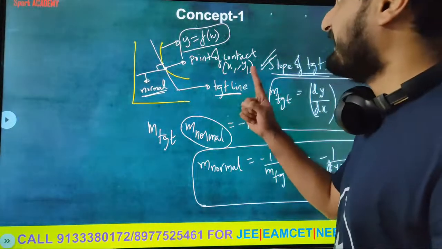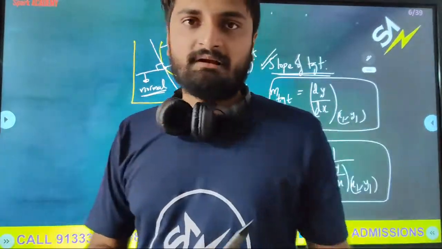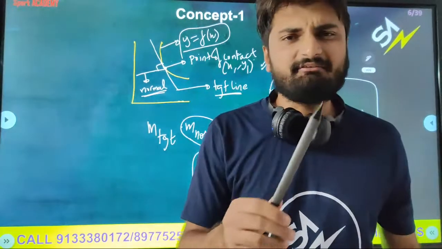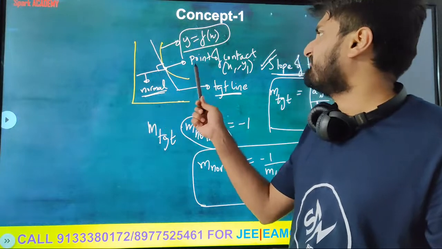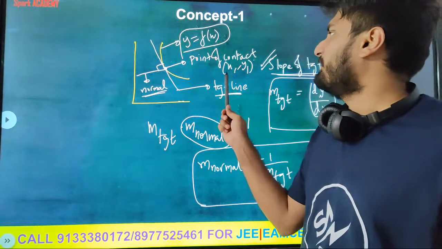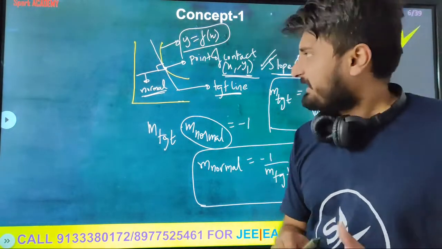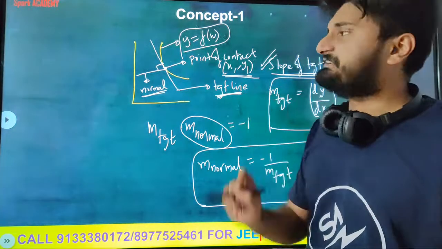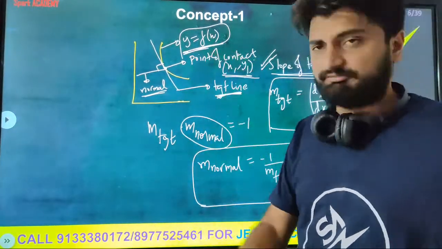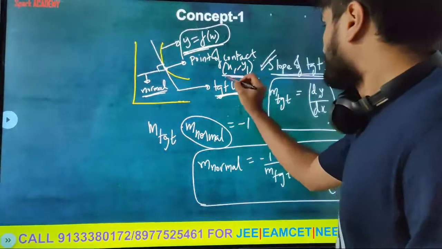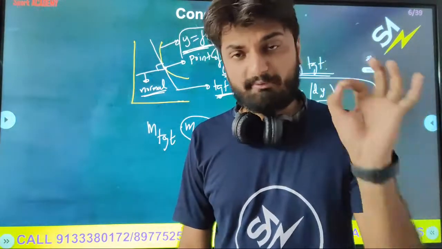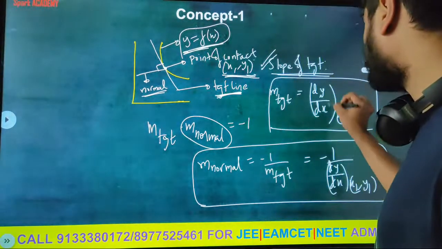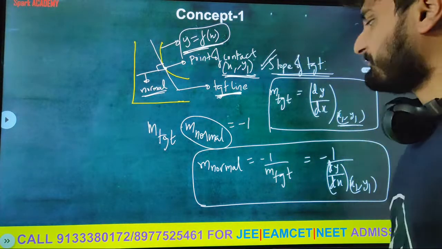So we understood that a line, right? Tangent is nothing but a line which just touches the curve. If it is touching the curve at a point, that point is called the point of contact, and the line is called a tangent line to the curve y equal to f of x. So if we assume the point of contact as (x1, y1), the slope of the tangent is nothing but dy by dx at the point (x1, y1).